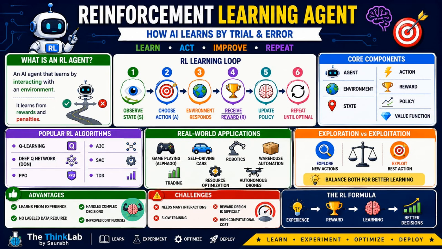Now we are moving to the reinforcement learning cycle. Let's see how learning happens step by step. Step one, the agent observes the current state. Step two, it chooses an action. Step three, the environment reacts, and step four, the agent receives a reward. Step five, the agent updates its learning strategy. And step six, the process repeats thousands or even millions of times. Eventually, the agent discovers the best possible strategy.